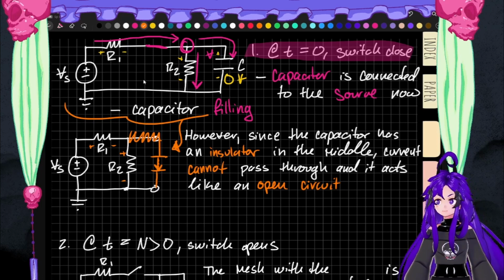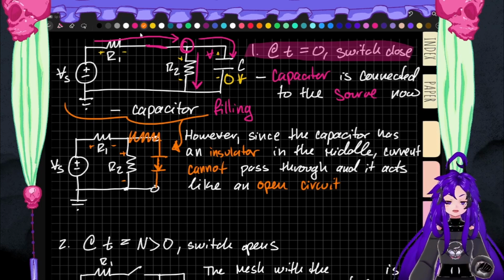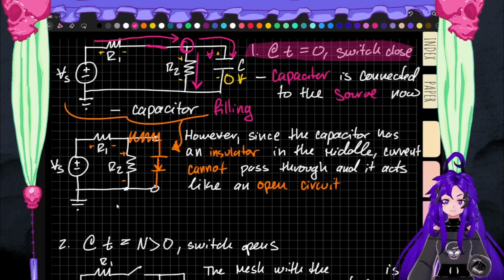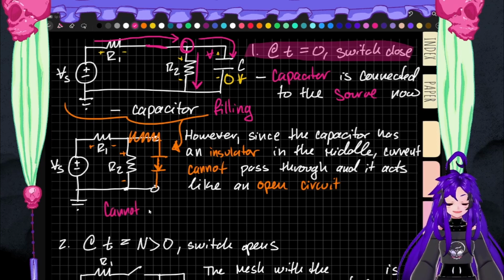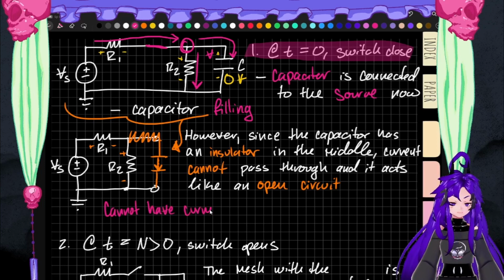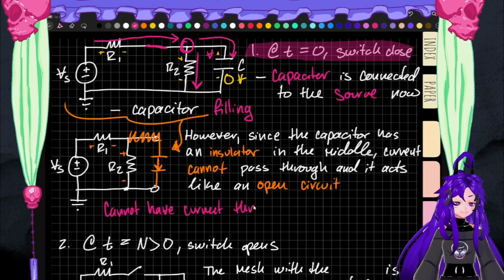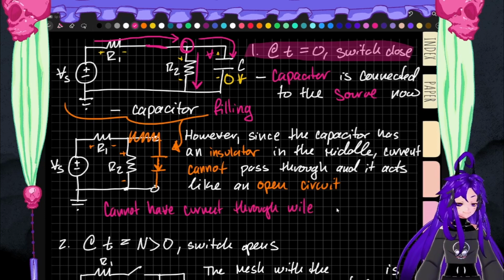So let's write that out deliberately. It cannot have current through it while... I missed a letter there.